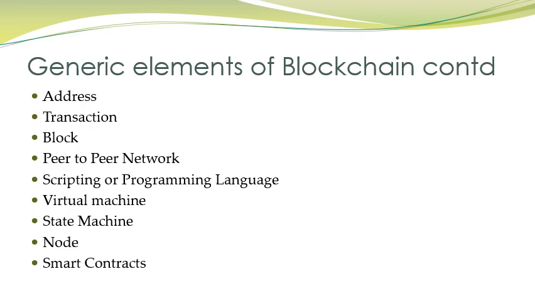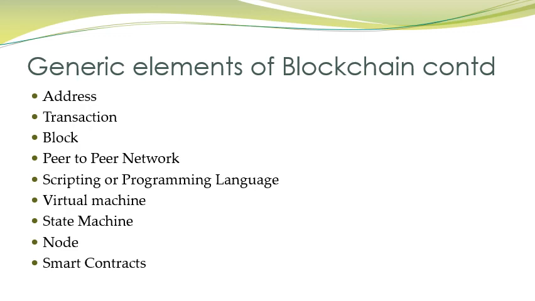So generic elements of blockchain: the blockchain will contain addresses of sender and receiver, it contains transactions, it contains blocks. Blockchain is a peer-to-peer network. Then there must be some scripting language or programming language. As a computer engineer, if we want to design the blockchain system, then which language should be used to design the blockchain system? Then the blockchain elements also contain virtual machine, state machine, node, and smart contract. So these are the generic elements of this blockchain.